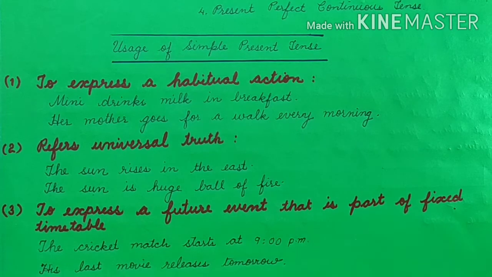Like, let's see here, the cricket match starts at 9 p.m. Suppose you are talking at 9 in the morning and you say the cricket match starts at 9 p.m. It's not happening right now, but it is fixed. It's going to happen. So we have used here the verb starts, in simple present tense. Now, his last movie releases tomorrow. It's something going to happen next, but it is sure to happen. It is all fixed, pre-scheduled. The verb is in simple present tense. Okay, releases.